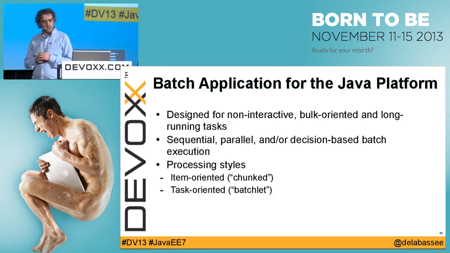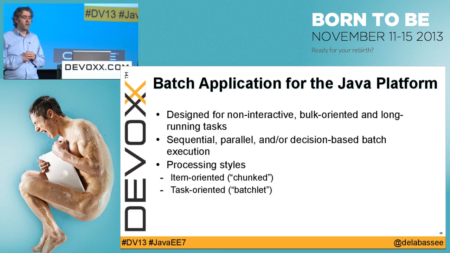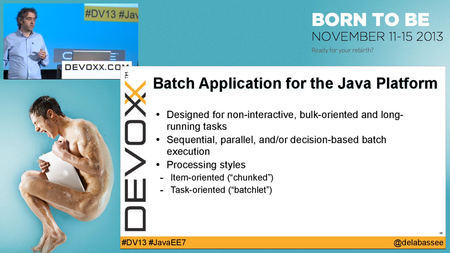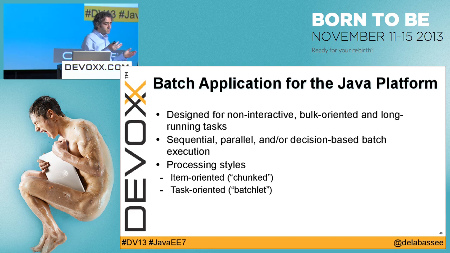Something else, JSR 352, led by IBM, the Batch Applications for the Java Platform. So designed for non-interactive, bulk-oriented, long-running tasks, so basically batch jobs. So we have been using computers for decades to do batch jobs, but until now, if you wanted to do that in Java, you had to either buy a product or write something by yourself using maybe an open source framework such as Spring Batch. Now we have a standard way to do that within the Java platform. And if you look at this specification, if you are using Spring Batch today, you will see that there is a lot of familiarity. I mean, Pivotal was involved in the specification.